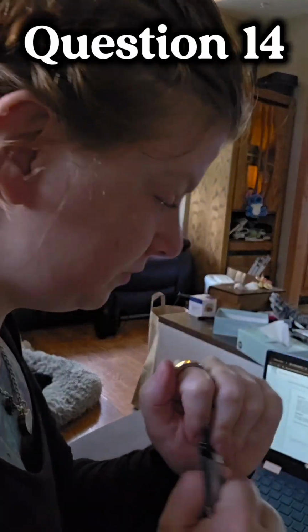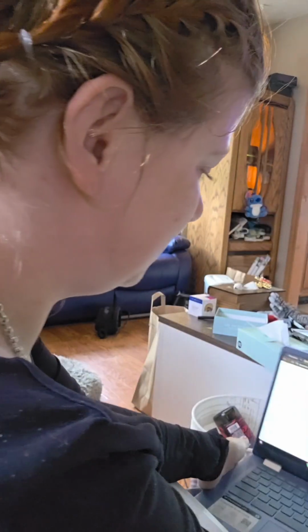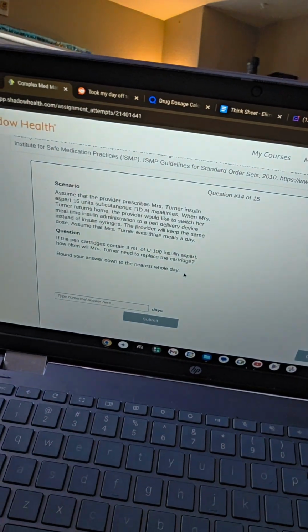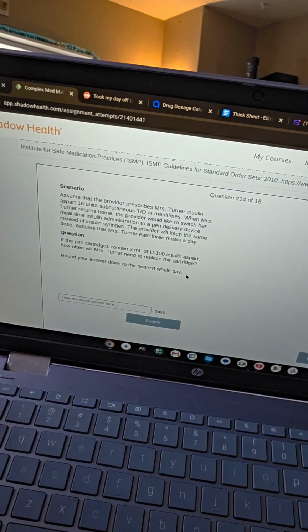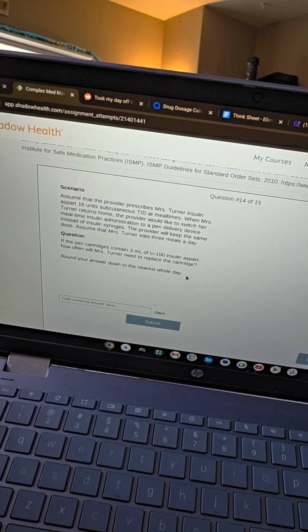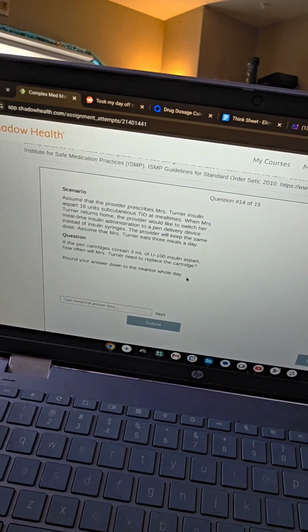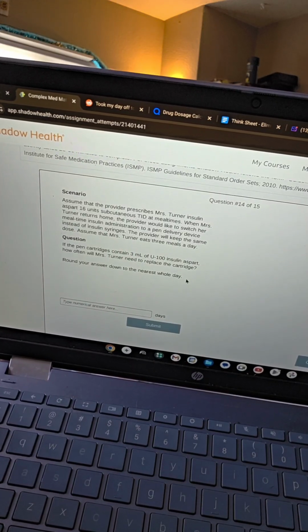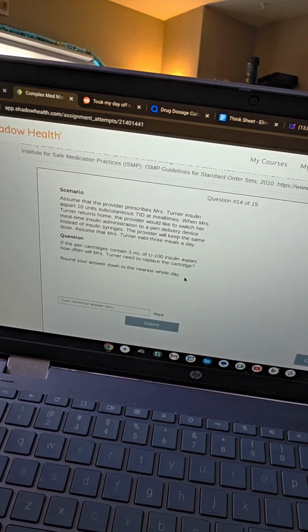Hey, we only have 2 left to go. Yay! This is question number 14. So, assume that the provider prescribes Ms. Turner insulin aspart. I still don't know how to say that, or what it means. 16 units subcutaneous TID, which means 3 times a day at mealtimes.